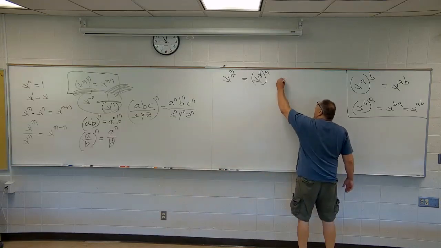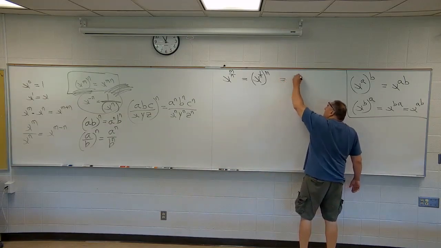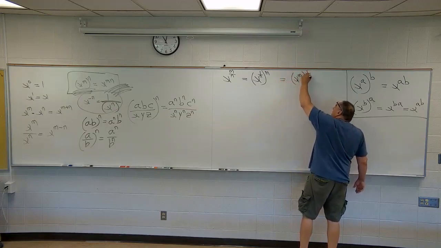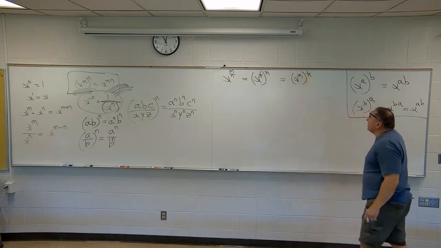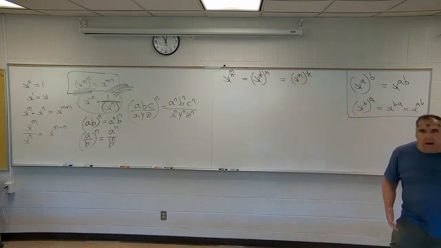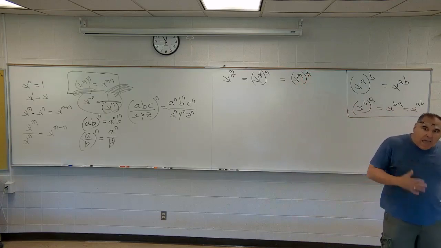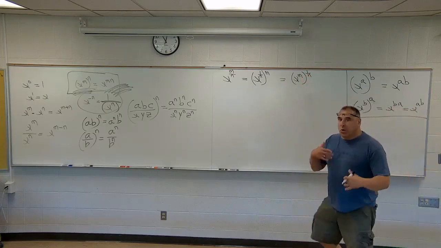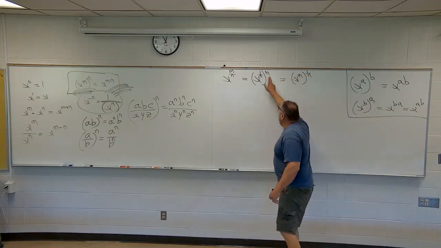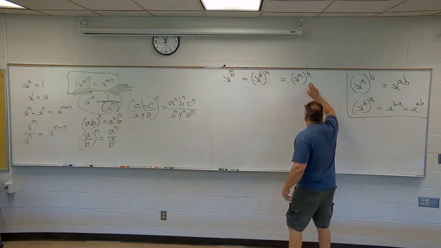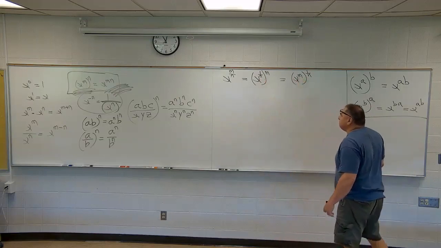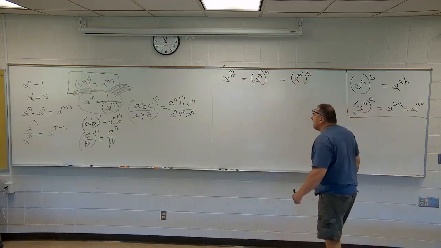Okay. Can I switch those around? Yeah, 1 over n times m is m over n. M times 1 over n is also m over n. M times 1 over n is the same as 1 over n times m. Interesting. What does that mean?